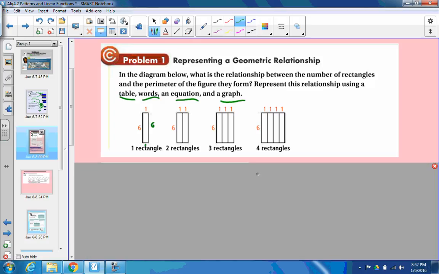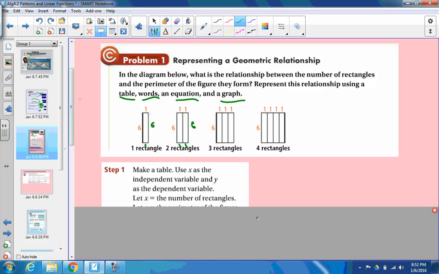Two rectangles, if this is still 6 and this is 1 and this is 1, it looks like we just added 2 to it, because we still have 12, and then we have 13, 14, 15, 16. Same thing with the next one. We're adding 2 more to it because we're adding just those one sides.